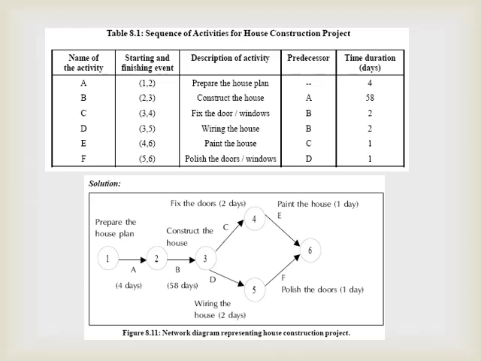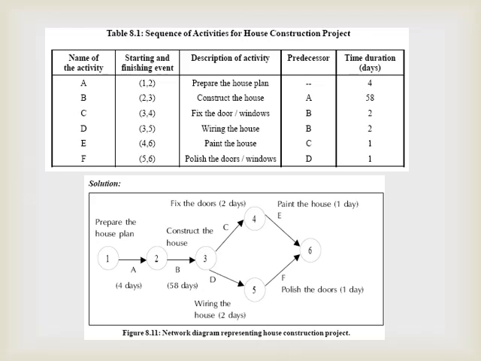So, the description of activity. Of course, each activity has a certain job. Activity A, to prepare the house plan. B, to construct the house. Activity C, to fix the doors and windows. Activity D, wiring the house. Activity E, paint the house. Activity F, polish the doors and windows.